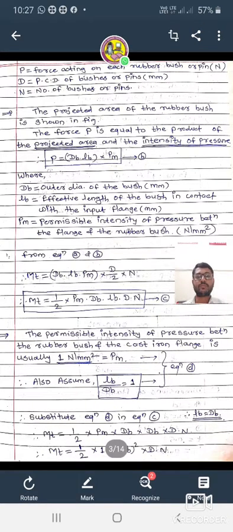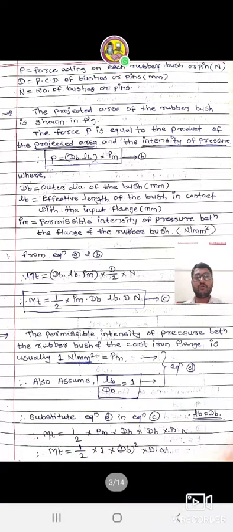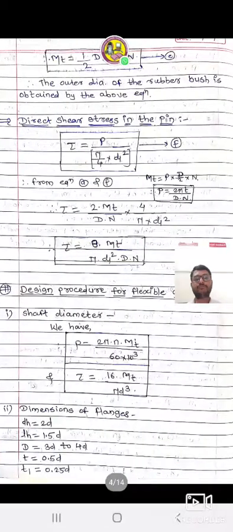Also assume the ratio of effective length of bush to the outer diameter of bush, that is LB upon dB, equal to 1. Substitute this in equation C. By substituting, we have Mt equal to 1/2 of PM into dB into LB, where LB is nothing but dB, into D into n. That is, Mt equal to 1/2 of 1 into dB square into capital D into n, because PM is equal to 1 Newton per mm square.